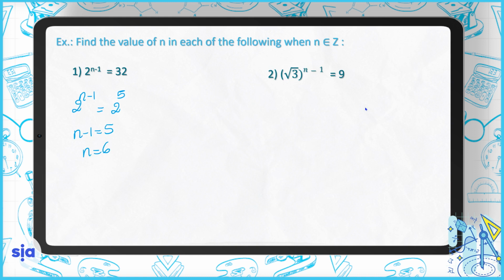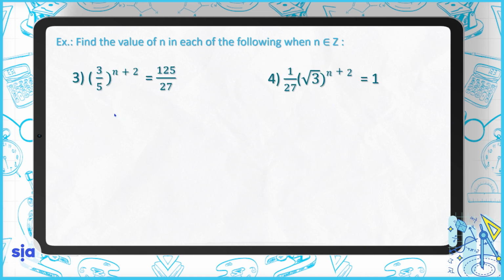Question 2. The square root of 3 to the power of n minus 1 is equal to 9. 9 is 3 power 2, which is the square root of 3 to the power of 4. If the base is equal to the base, then automatically the power is equal to the power, so n equals 5.